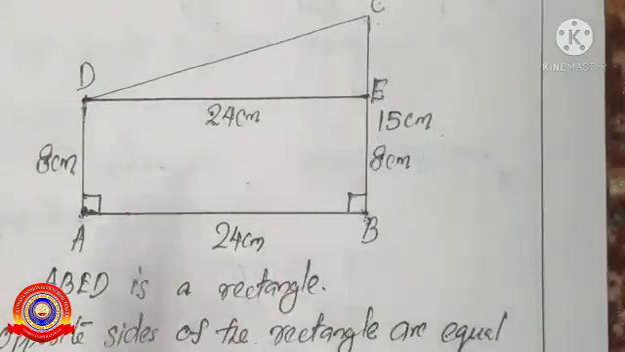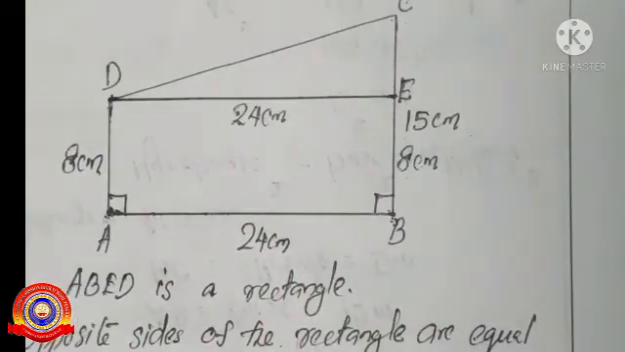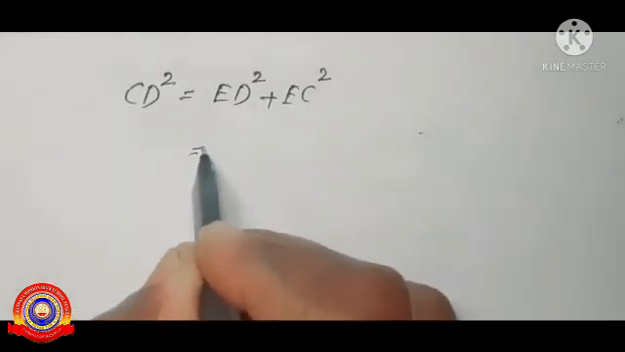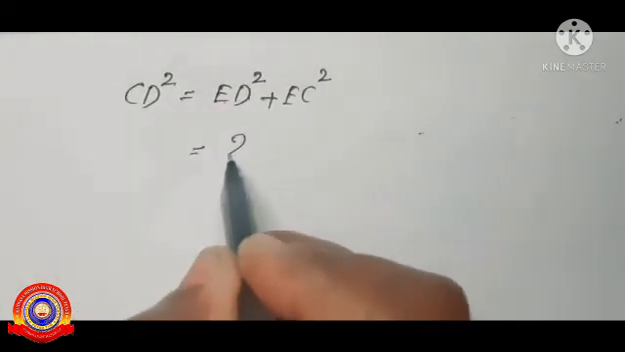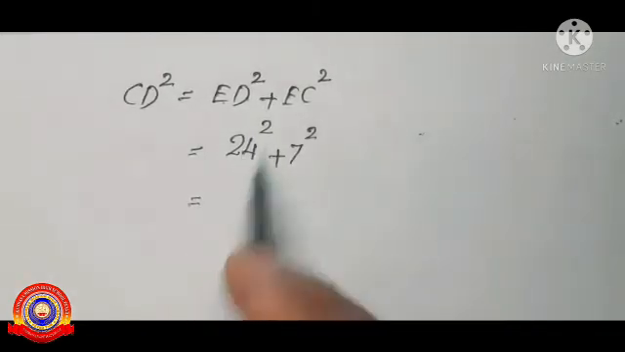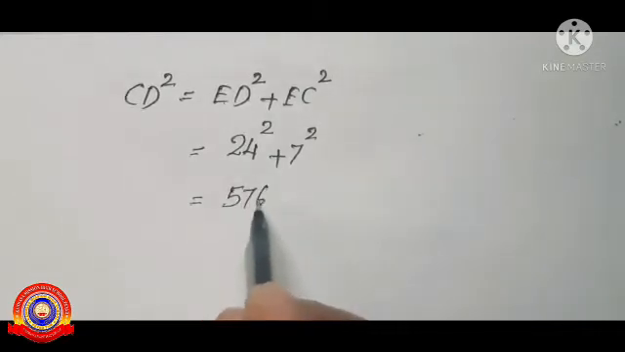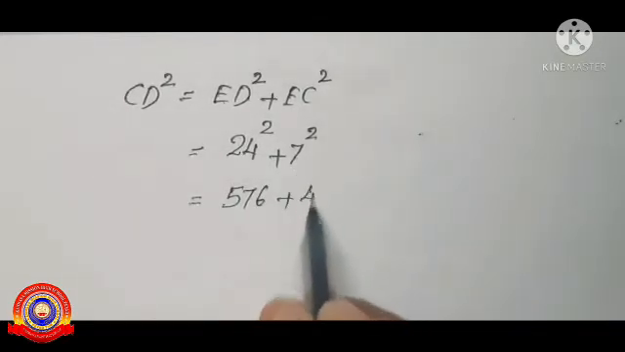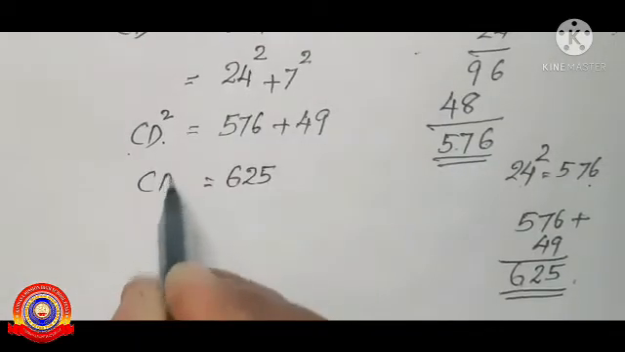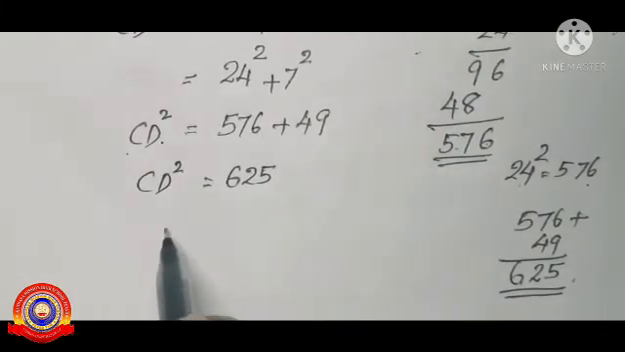Next we have to find the length of CD. Here triangle EDC is a right angled triangle. Then by Pythagoras theorem, CD square is equal to ED square plus EC square, which is equal to 24 square plus 7 square. 24 square is equal to 576. 7 square equal to 49. So it becomes 576 plus 49, which is equal to 625. So CD square is equal to 625.